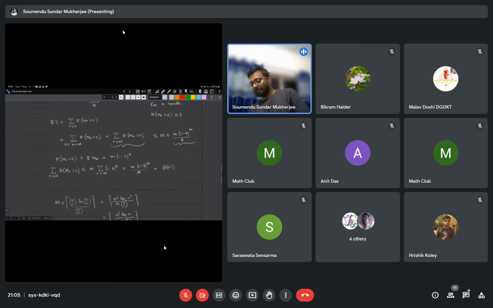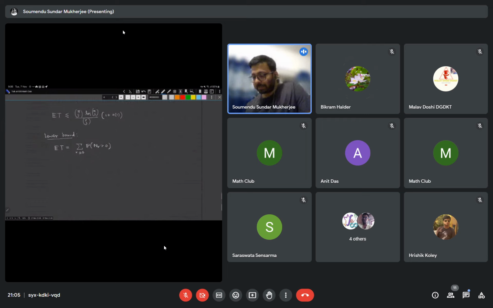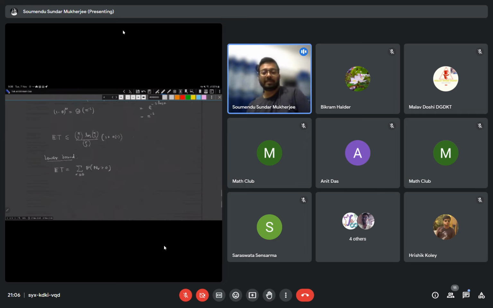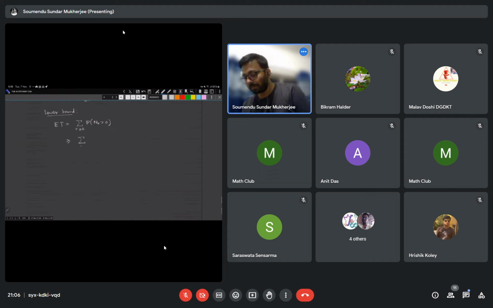Okay, so let's do that. The idea is that the first m terms give you the main term. We'll drop the rest of the terms. So we just write this is bigger than or equal to the sum over k up to m of the probability that N_k is bigger than 0. We drop the rest because I'm interested in the lower bound, and then I want to lower bound these probabilities.